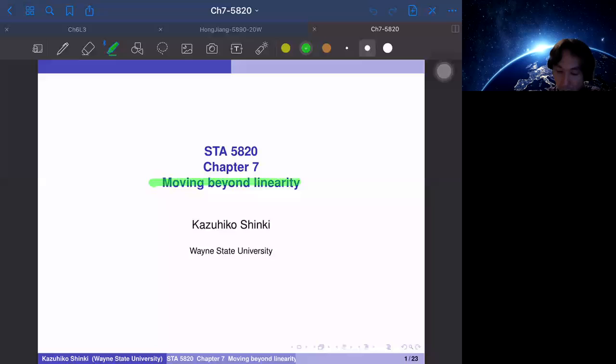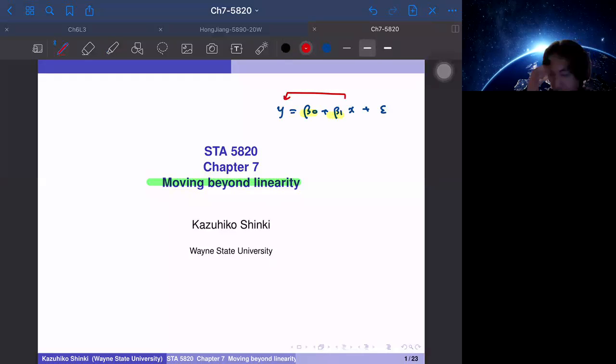So, moving beyond linearity. Traditionally, we start with the regression model, y is equal to beta naught plus beta 1 x plus epsilon. This is a so-called linear model, and you can estimate the beta naught and the beta 1. This is the simplest statistical model to explain y by x. It doesn't mean x causes y, but at least x explains y.